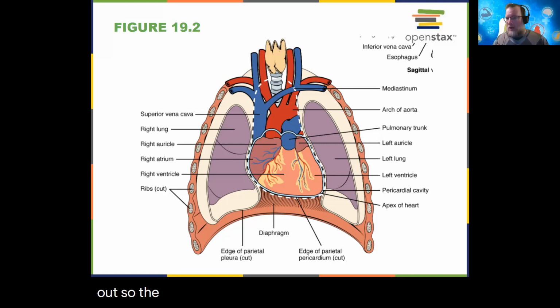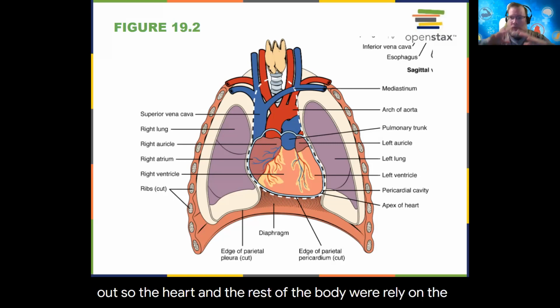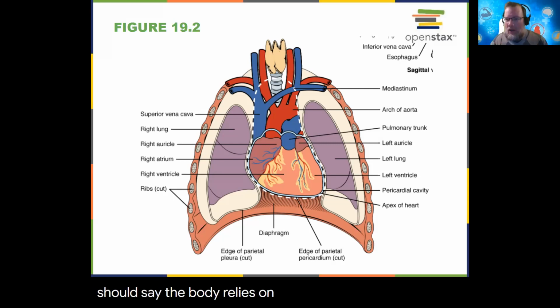So the heart and the rest of the body, I should say, the body relies on the heart to be able to pump blood to the lungs that needs oxygen, and then subsequently pump blood out to the body, to the parts that need that oxygen.